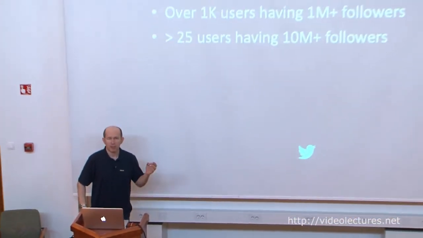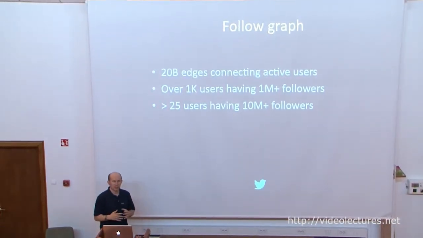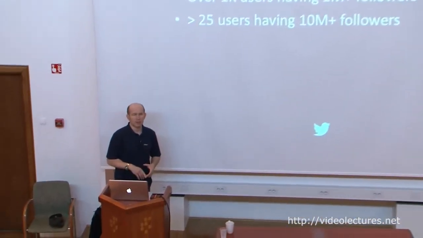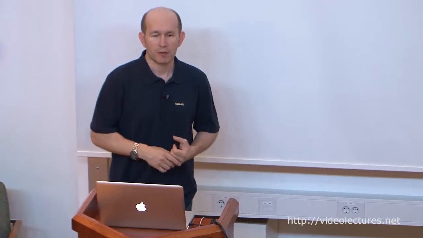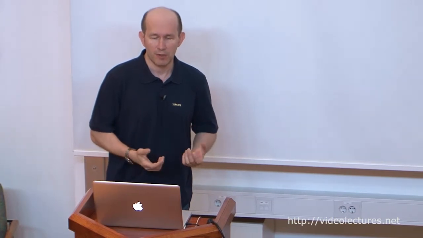So the follow graph today: I mentioned before that there are about 200 million active users on Twitter. If we restrict connections in the follow graph just to this group of people, we have about 20 billion edges. So it's a fairly large graph, and it's a power law graph. There are a lot of people with very few connections, and as I'm showing here, as of right now, there are over 1,000 people with more than 1 million followers, and more than 25 with over 10 million followers. So clearly, the distribution is skewed, and some people get a lot of connections.